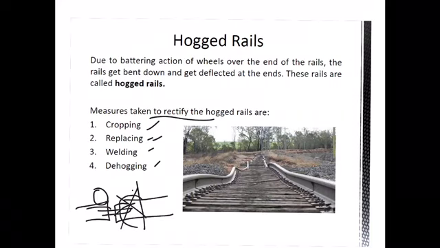However, replacing the section is highly uneconomical. The third option we have is welding. Hogged rails are brought to the level, so wherever the portion has been battered, it is brought to level by welding over the worn out or bent portion at the ends. And the last method is dehogging. This is a method of straightening the ends by means of equipment called Jim Crow or dehogging machines. With the help of these methods, we can rectify the hogged rails.